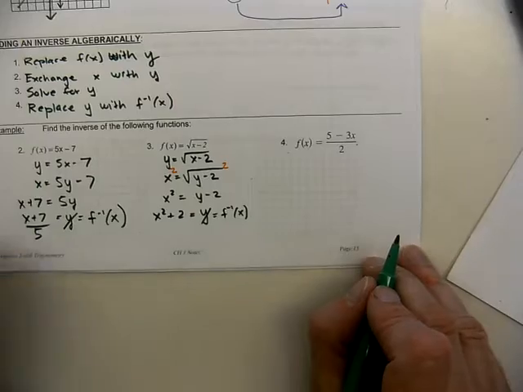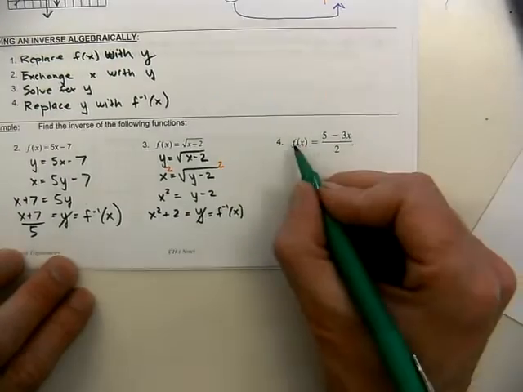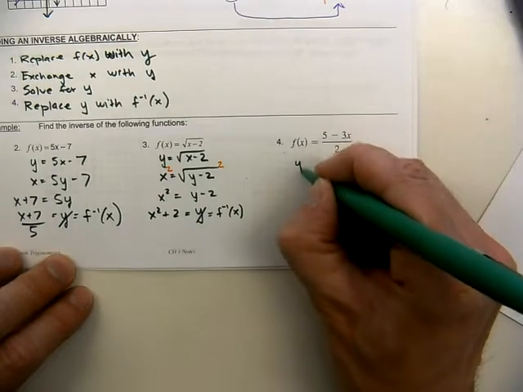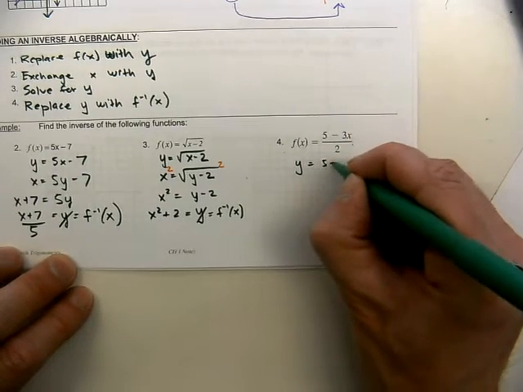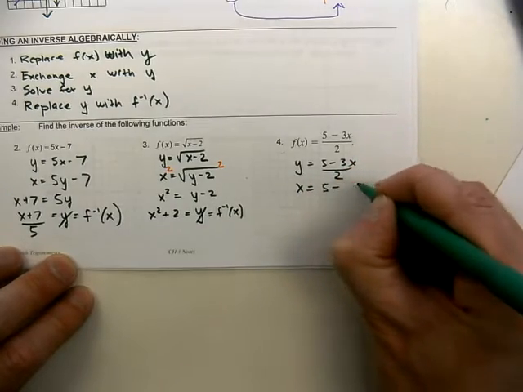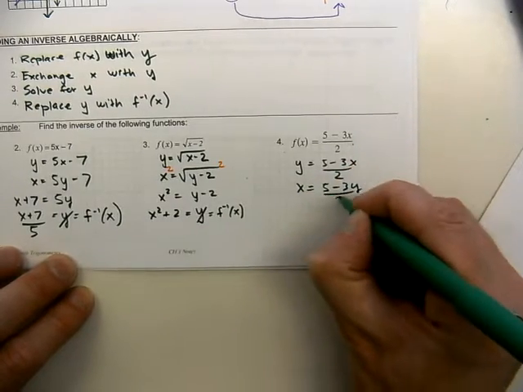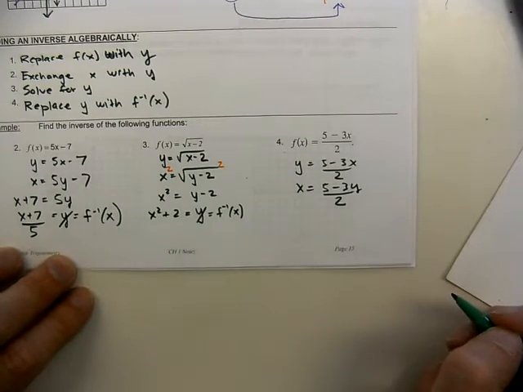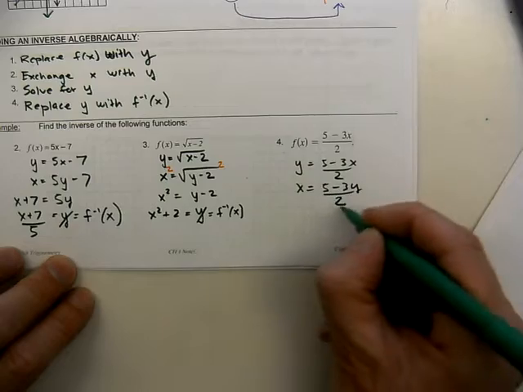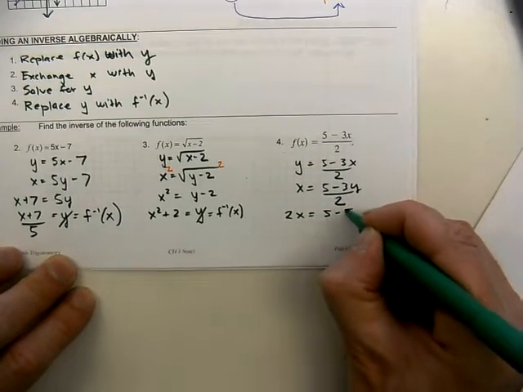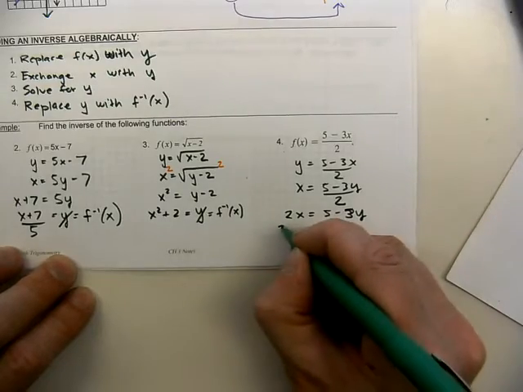And here's another one for good measure. Here in number 4 we have f of x equals (5 minus 3x) over 2. So again, replace that function notation with a y. Exchange x with y. So it looks like x equals (5 minus 3y) divided by 2. Now let's solve for y. So multiply both sides by 2 to get rid of that denominator, and then subtract 5 from both sides.